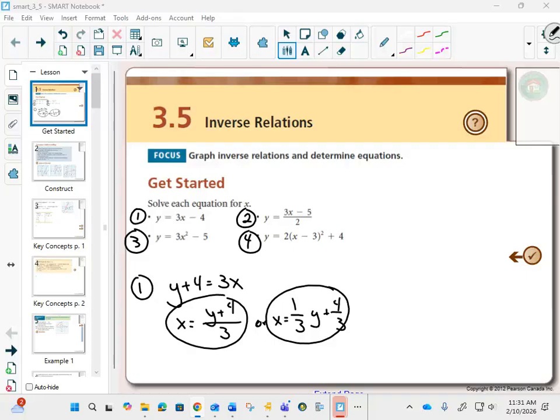Okay, second one, I'll do that one up over here. Again, when you're solving for x, you're really undoing the math that was there. So the very first thing I would do in the second one is I'd multiply both sides by 2. And then I'd add 5 to both sides. And finally get x by itself by dividing everything by 3.